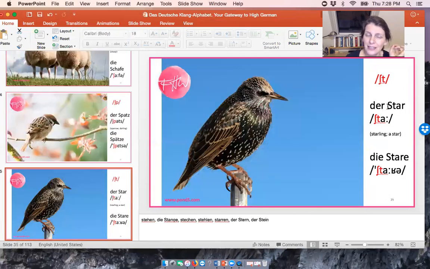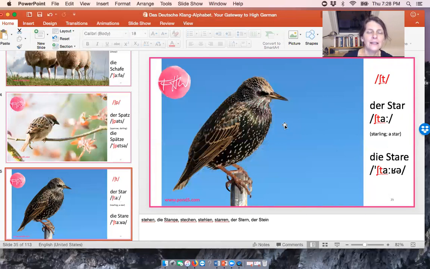And with S and T, we have the same thing. So we have not star, but der Star. Now here, Straß, stehen, in the north, people would say stehen, and probably they would say star, but I'm not sure of that. But High German definitely says Star.